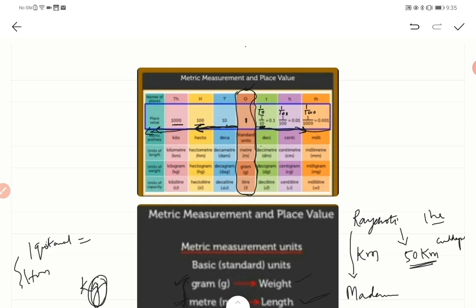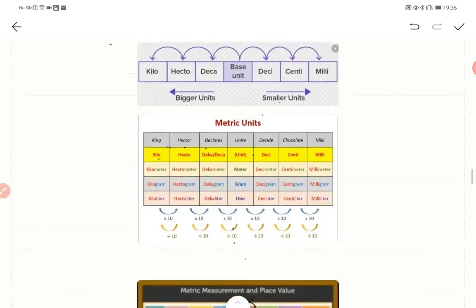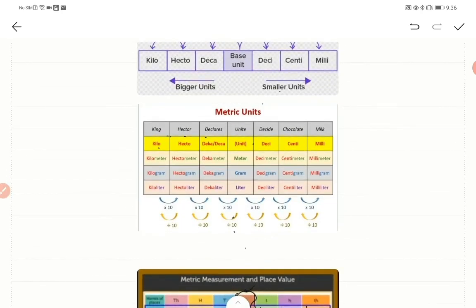In this it's very clear. See, this is your standard unit in the middle. And when we are moving from the standard unit to the left, what happens? It is named as deca, hecto, kilo.